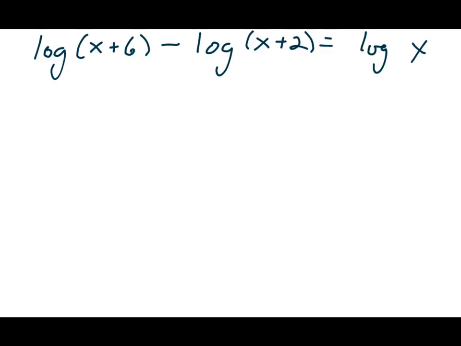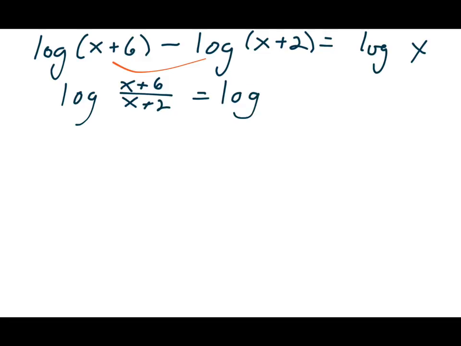So we first got to combine all of our logs down. First, we can combine these two if they're subtracted by dividing. That's going to be log base 10 of x plus 6 divided by x plus 2 equals log of x. And then, because these are the same base, log base 10, I can literally just drop the logs and say x plus 6 over x plus 2 equals x.